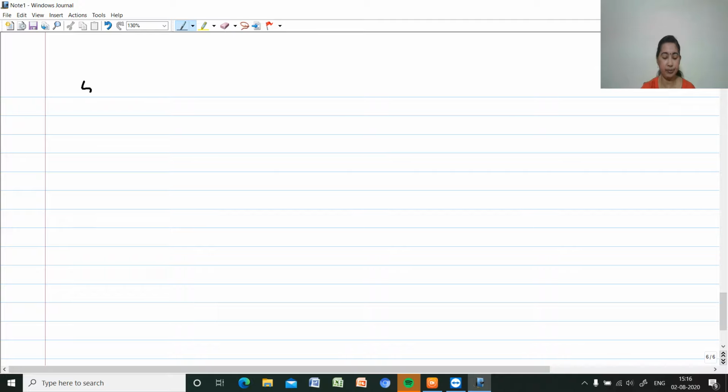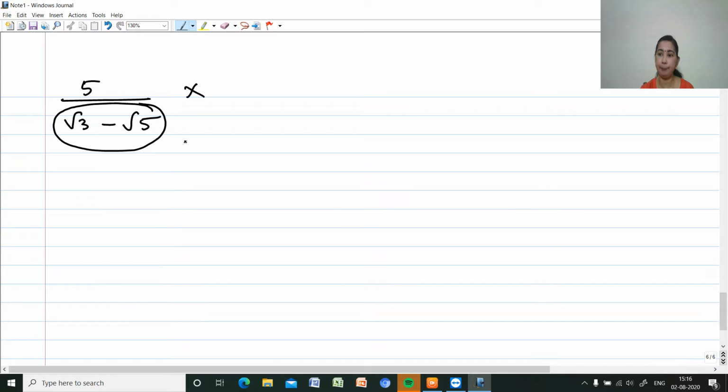So next is 5 by (√3 − √5). How can we do it? Again, in order to rationalize the denominator, multiply the numerator and denominator by √3 + √5. What is there in the denominator? We have to see it, then make it the other. That is, if it is √3 − √5, multiply by √3 + √5. Here also.